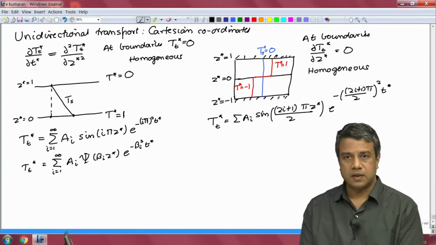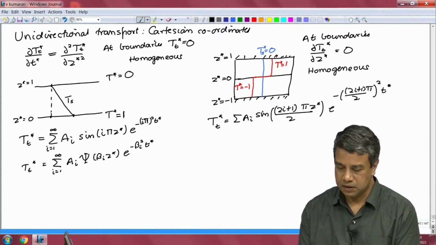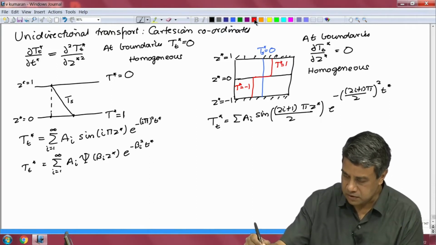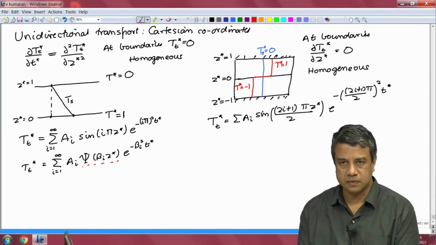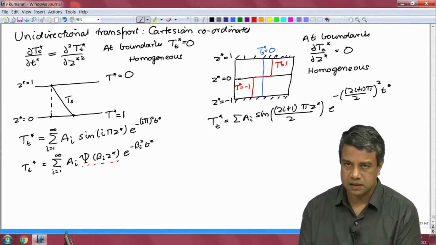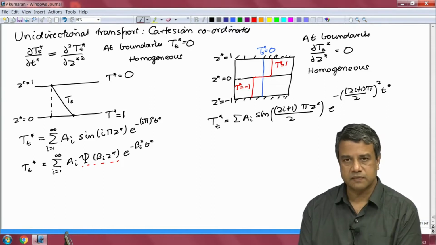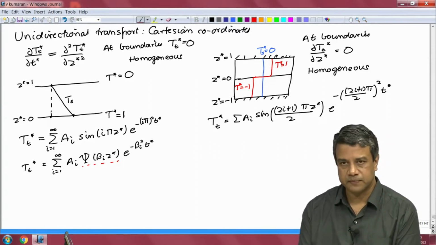Okay. Where this function psi satisfies the homogeneous boundary conditions, either psi is equal to 0 or d psi by dz is equal to 0. And I told you that if the solution is of this form, where this function psi satisfies the homogeneous boundary conditions, then these functions are orthogonal. The function for beta i multiplied by the function for beta j integrated over z from 0 to 1 has to be 0 if i is not equal to j.